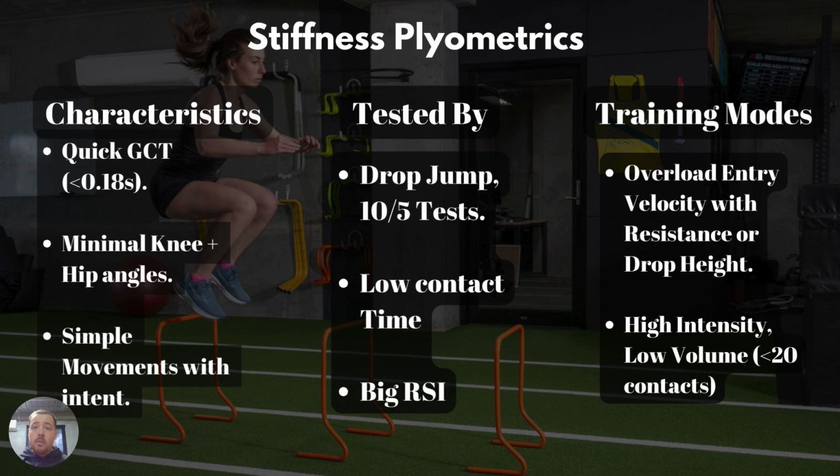When it comes to training it, we want to progressively overload as we do with everything. This is going to come with overloading the entry speed or the entry velocity with external resistance or a bigger drop height. The more that we can overload that entry velocity, the more the athlete is going to have to react quickly to that ground contact to keep the contact time low and get off the ground. These are going to be pretty high intensity stimuli, so we're going to have to keep the contacts low, generally under 20, but even lower than probably 15.